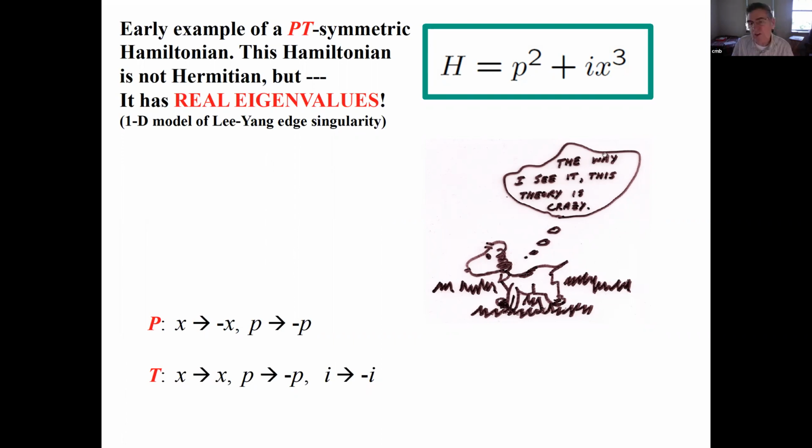Although I must say, when I first saw this Hamiltonian, my initial reaction, because I have a conventional training in physics, was that this theory is crazy because the Hamiltonian is not Hermitian. But you can see that it is invariant under PT because under parity, space reflection, x goes to minus x, p goes to minus p, but under time reversal, x goes to x, p goes to minus p, but i goes to minus i. And therefore, ix cubed is invariant under a PT reflection, even though it is not Hermitian.